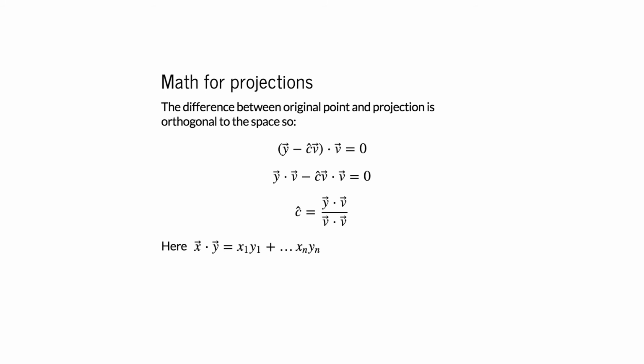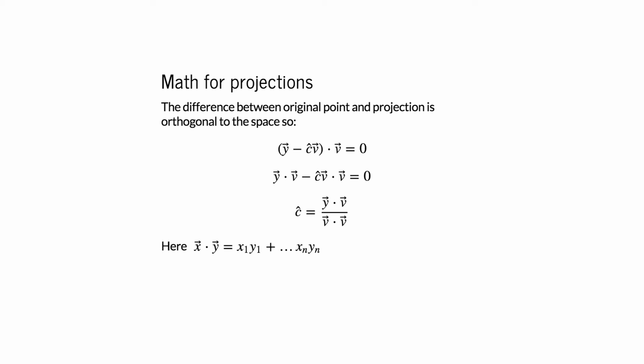So how do we find this c? Let's go back to the cartoon, that's the simple example. The general solution to this problem is using the fact that the difference between the original point and the projection, that would be y minus c hat v, multiplied, and this is matrix multiplication, it's called the dot product in linear algebra, times v is equal to 0. So the difference between the original point and the projection is, we say, orthogonal to the space.